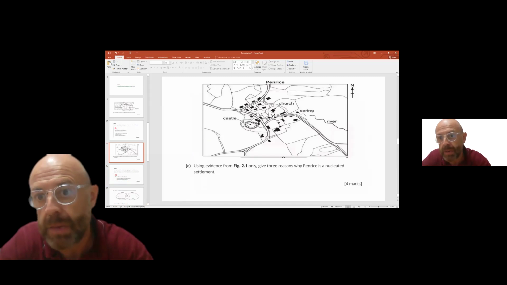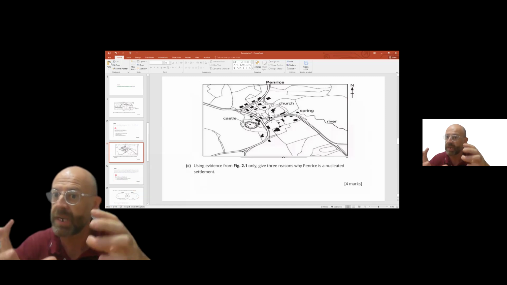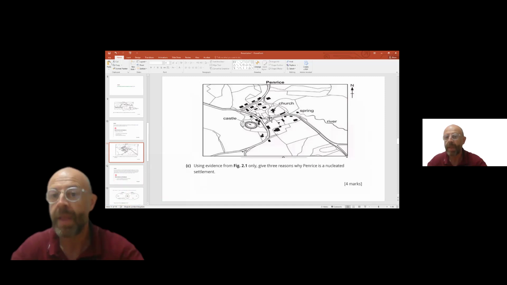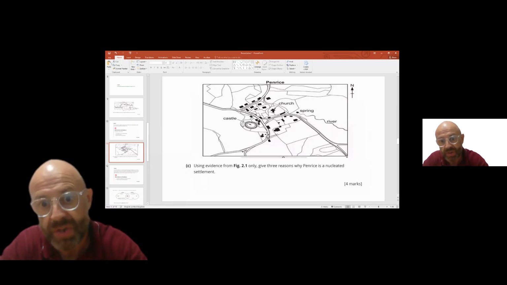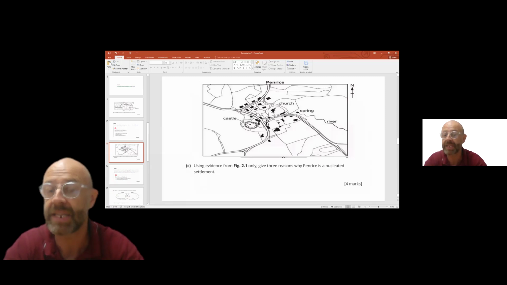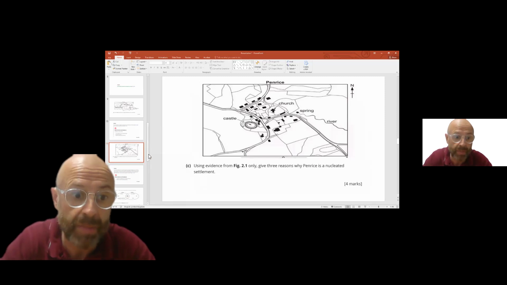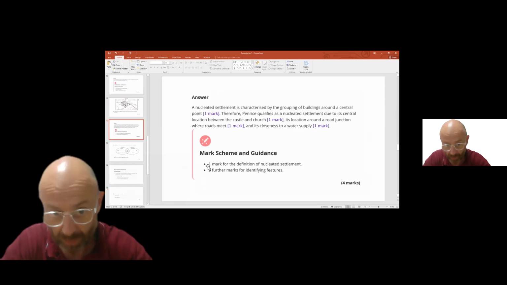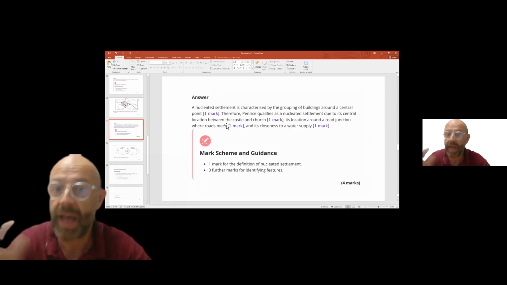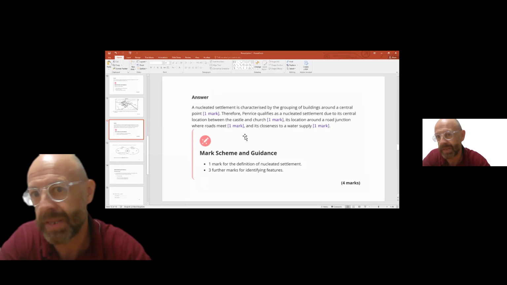It's got two very key points. Go back a long time, the castle and church would have been of great importance, and they need people around them to support them. We've got water nearby, and we've got this crossroad of several roads meeting at this place. So that's why it's become a nucleated settlement. Okay, 4 marks for that, 4 marks for 4 clear points.